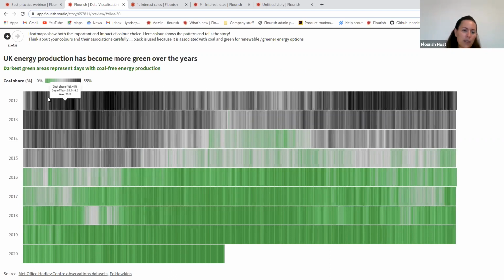So going from these coal heavy years, where UK energy production was more coal intensive, to this very bright green where we're basically not using coal at all anymore. And I just thought this is a really powerful example to show how colour can be so important in your chart design. So that takes me to 3:30.